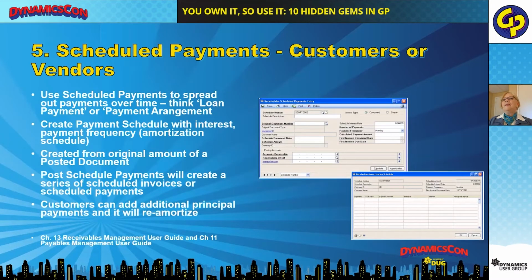Scheduled payments, that's for customers or vendors. So think of it this way, a loan payment or maybe a payment arrangement that you've made with a customer. They can't pay a bill or an invoice, so maybe create a payment schedule and schedule that out. You can even add interest. It really is like an amortization schedule for a loan, and it creates scheduled payments based on an original document. So if you have an invoice that you sent to a customer, that becomes the basis of scheduling that. And you can include interest, payment frequency.